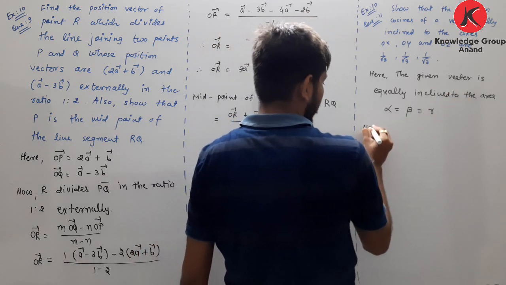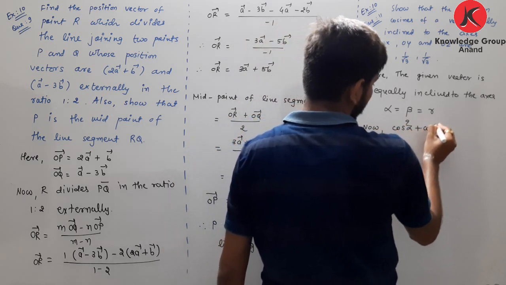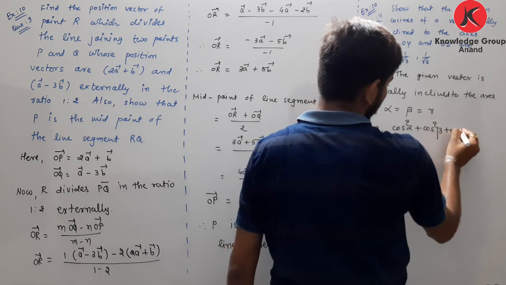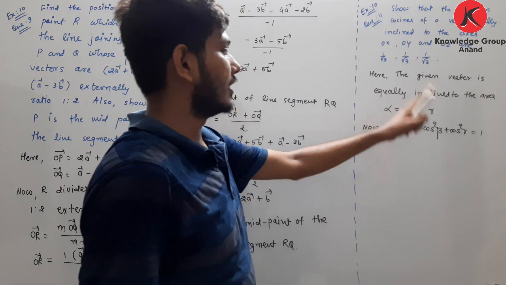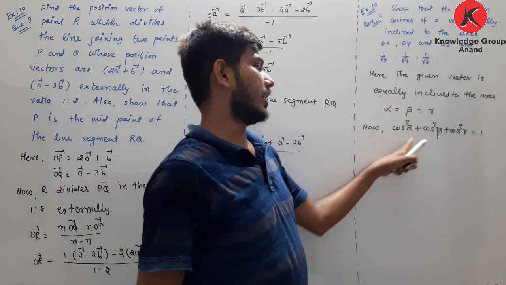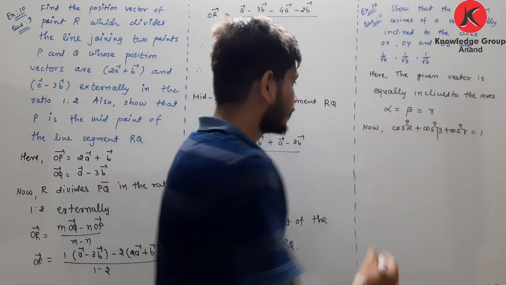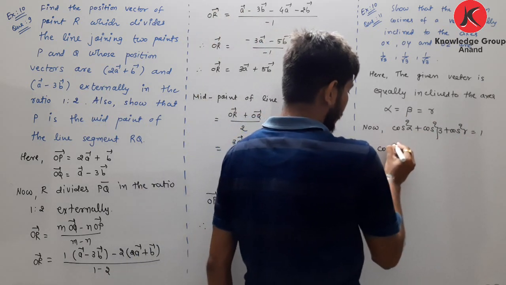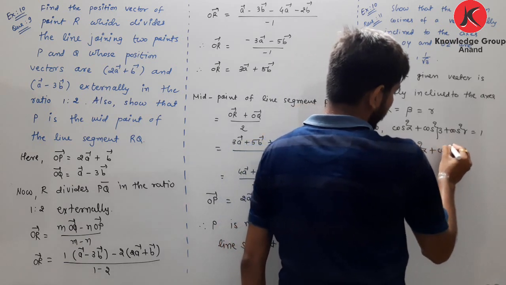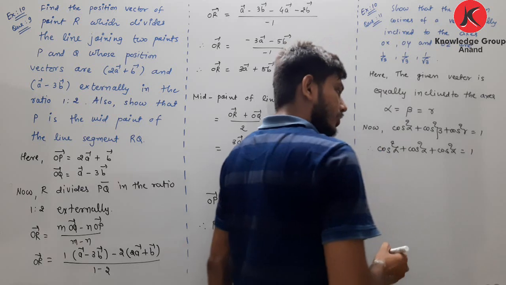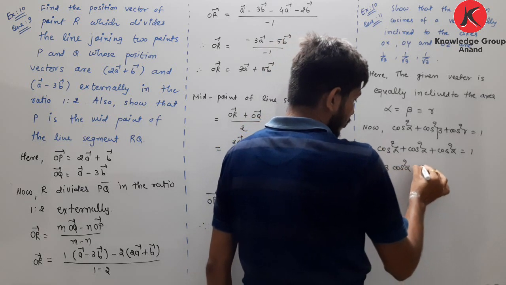Now we know that for direction cosines, cos square alpha plus cos square beta plus cos square gamma equals 1. Here alpha, beta and gamma are equal, therefore cos square alpha equals cos square beta equals cos square gamma. Therefore cos square alpha plus cos square alpha plus cos square alpha equals 1. Therefore, 3 cos square alpha equals 1.